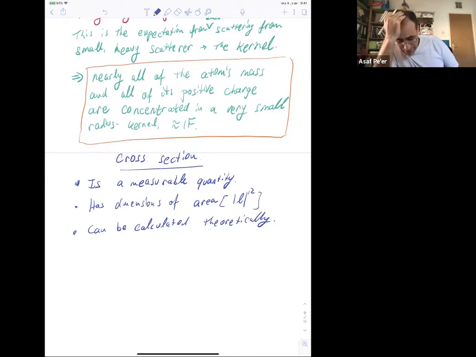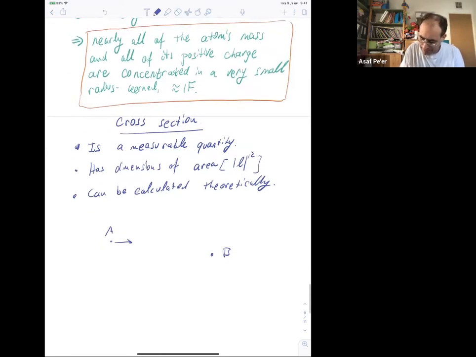Okay, so the cross section can be calculated theoretically. That's the important thing for our purpose. And it is proportional to the probability of the diagram that describes the scattering process. Let's focus on understanding what it means. So let's assume that we have a particle A that is moving towards a particle B. A can be the alpha particle that is moving toward the gold in Rutherford's experiment.